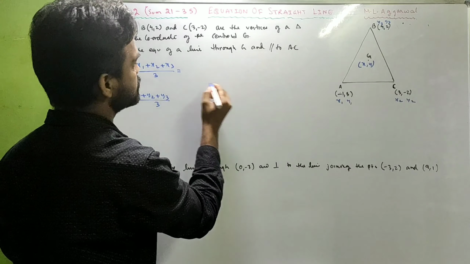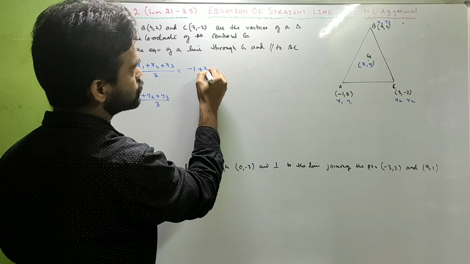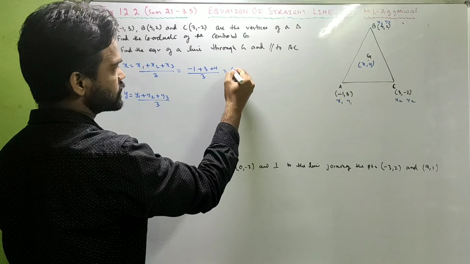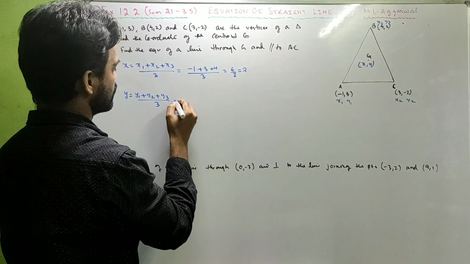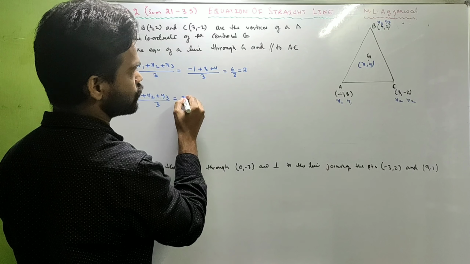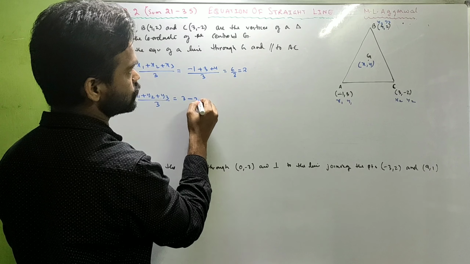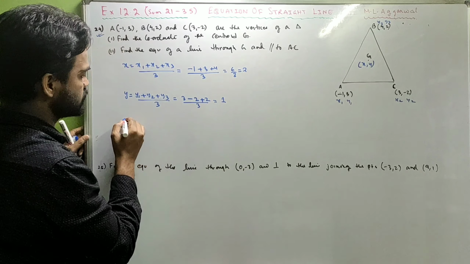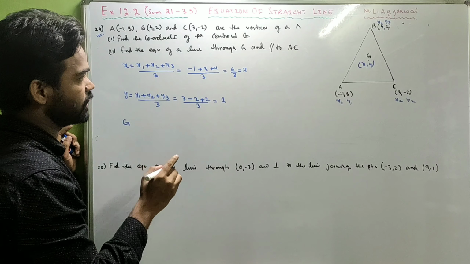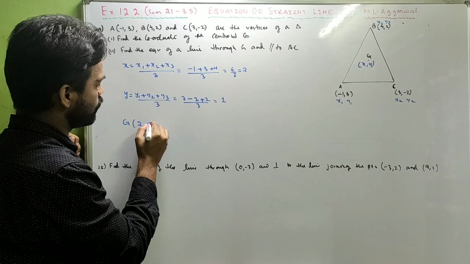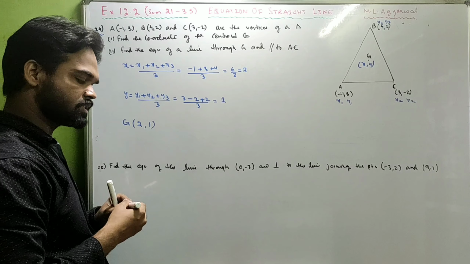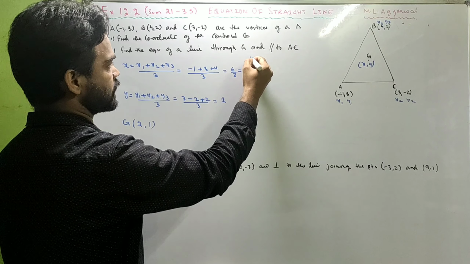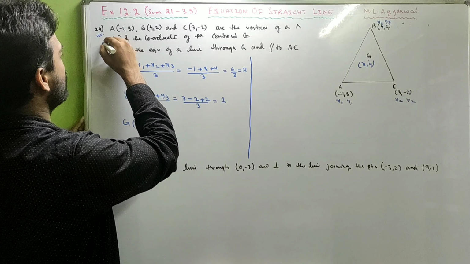So what will be x? See, minus 1 plus 3 plus 4 by 3, which is 6 by 3, that's 2. And y is 3 plus of minus 2 plus 2 by 3, that's 3 by 3, that's 1, which means the coordinates of the centroid are (2, 1). Okay, we have already done this proving part in section formula. Now the second portion, the first part is done.